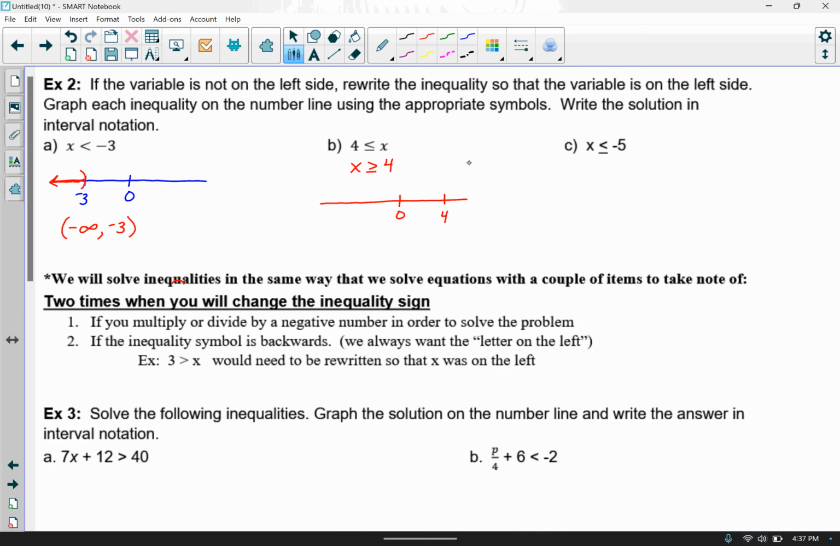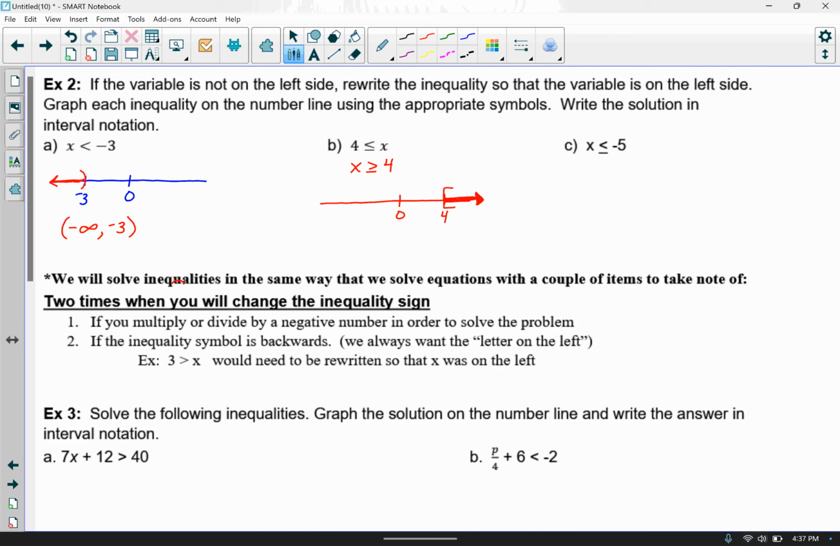Bracket or parenthesis this time? Hopefully you agree. That's going to be a bracket. If you need help, refer back to the table on the previous page. Less than and greater than get parentheses. If you have a line underneath your inequality sign, it gets a bracket. This inequality sign is pointing to the right, so I'm going to be shading to the right. So I am putting a bracket at that 4, and I am shading to the right.